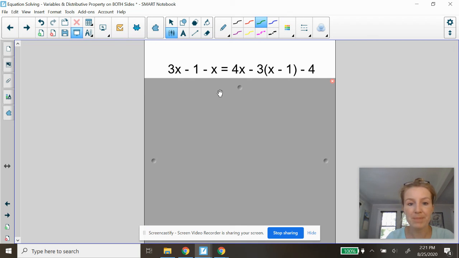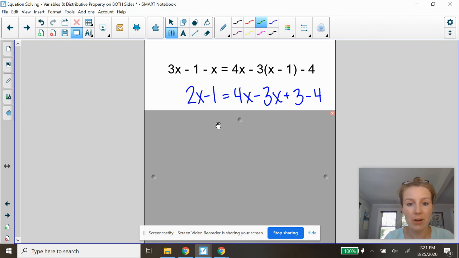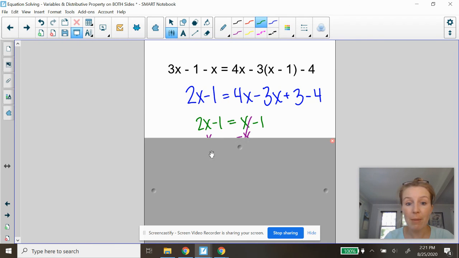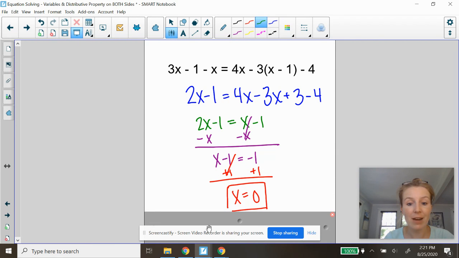All right, one more. All right, hopefully you did this one on your own. You used the distributive property, you simplified, and you got x equals 0.